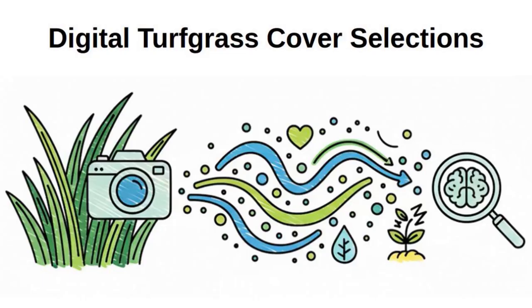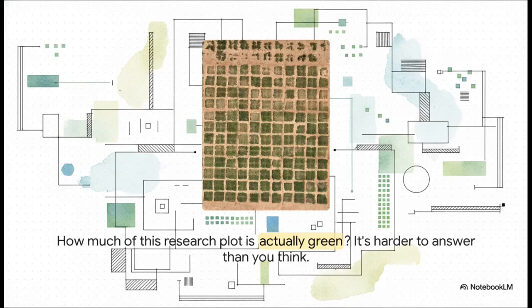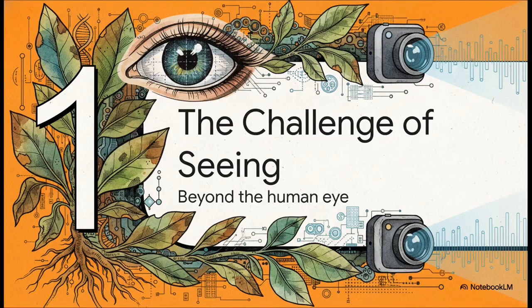Okay, take a look at this. These are turfgrass research plots seen from above. Now, if I asked you, what's the exact percentage of living green grass in one of those squares? Could you do it? And would your answer be the same as mine? It sounds simple, but it's a surprisingly tricky visual puzzle. And that's because, for science, a good guess just doesn't cut it.